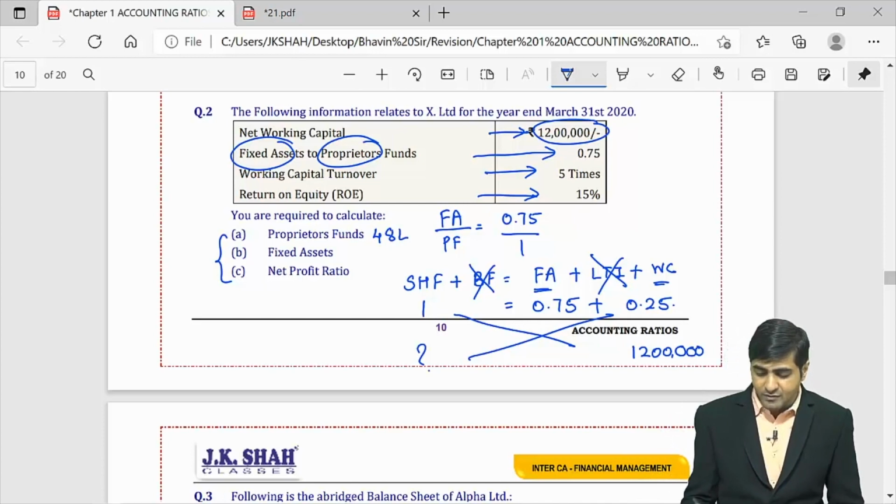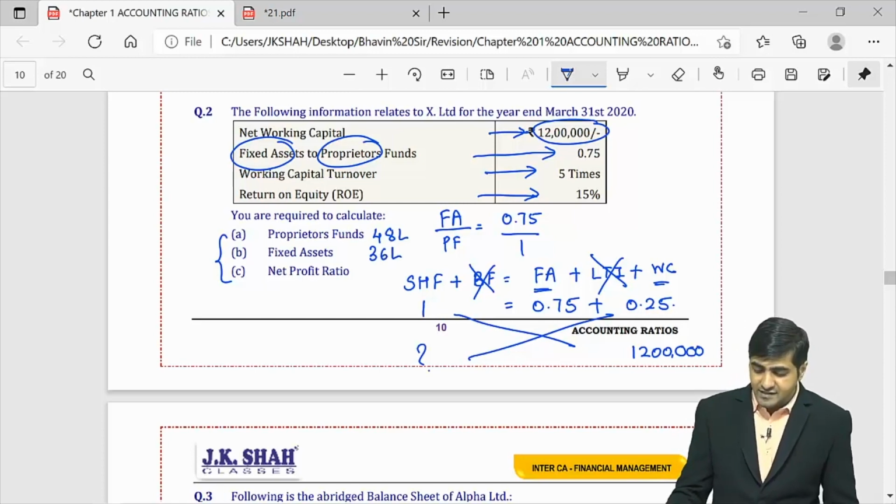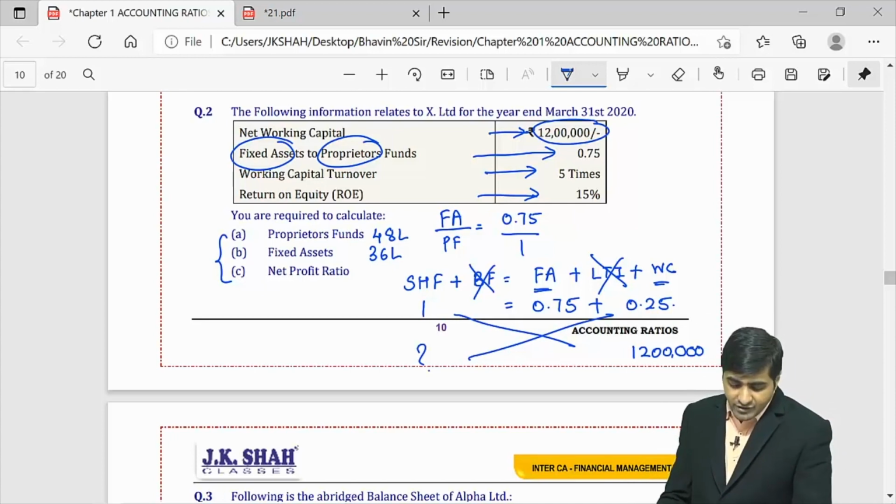So your 48 lakhs will be your proprietors funds, and guys, your balancing 36 lakhs will definitely be your fixed assets. So guys, that's how we are supposed to calculate your proprietors funds and your fixed assets with the help of this ratio which is given to you.